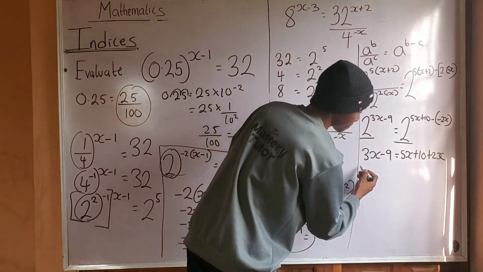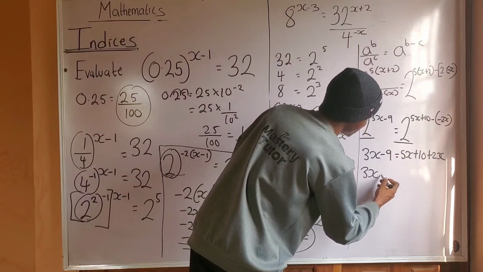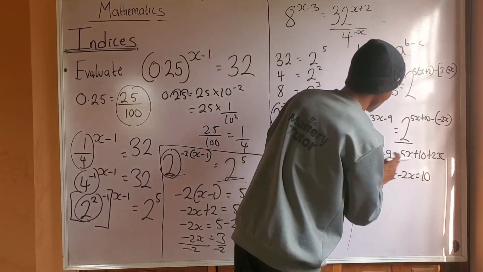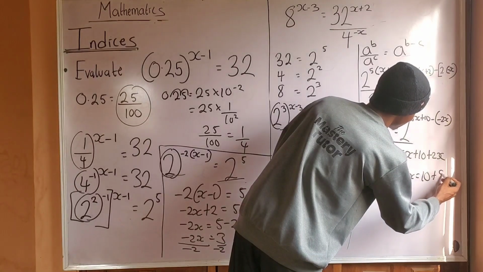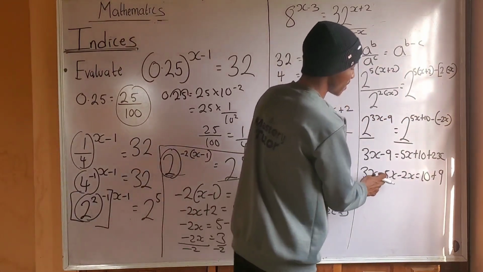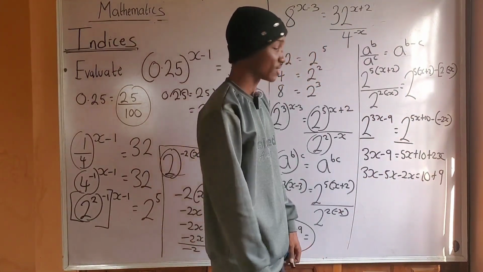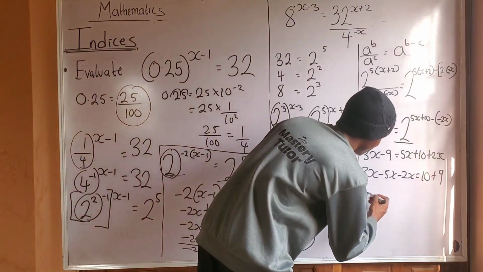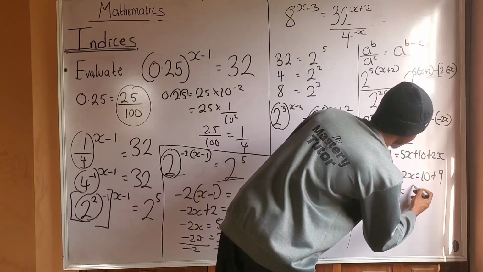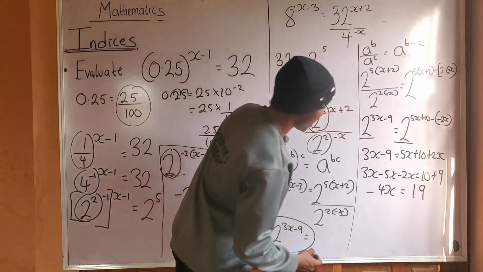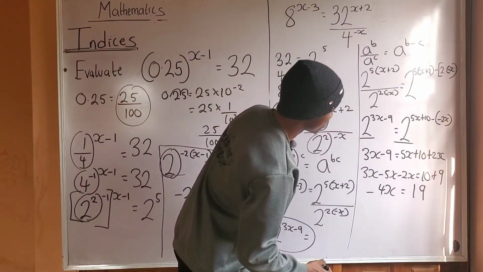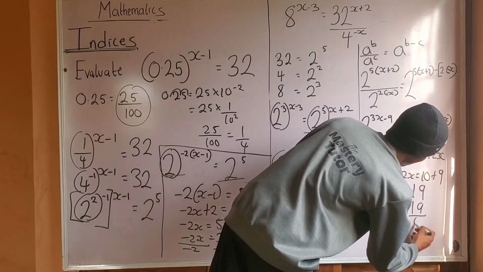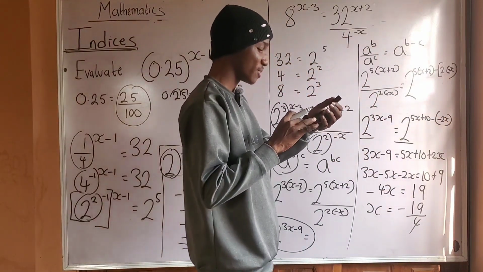Okay? Now, 3x minus 5x minus 2x equals to 10, because I'm going to have plus 9. Okay? 3x minus 5x. What's the answer? Minus 2x, right? Minus 2x minus 2x. What's the answer? Minus 4x. So I'm going to have minus 4x equals to 19. Are you getting it? So x will be equals to negative 19 all over 4. Negative 19 over 4, that's the answer.